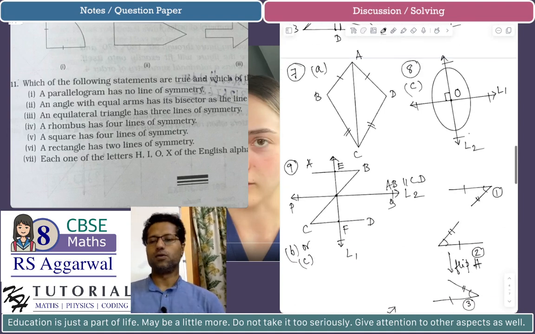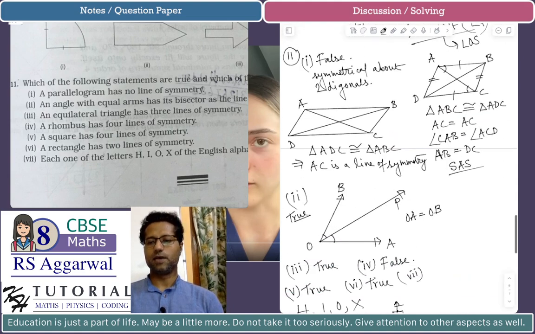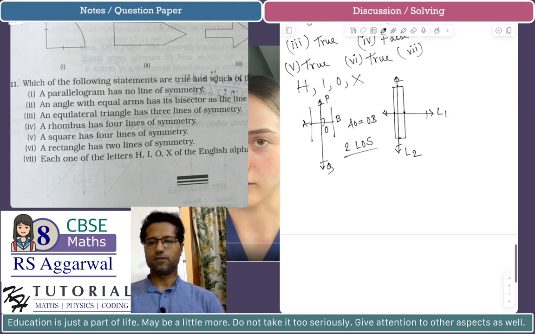If the letter O has the center O, then we can see that the horizontal line passing through the O will be one line of symmetry, and the other line of symmetry will be the line passing through O and perpendicular to the line L1. So letter O has also two lines of symmetry. X also has two lines of symmetry.